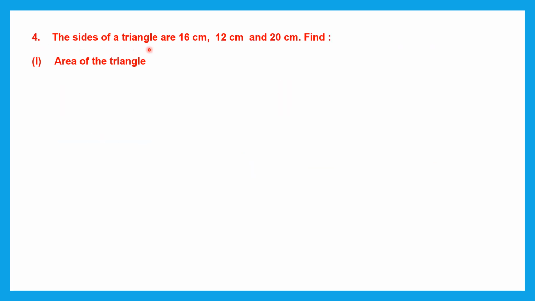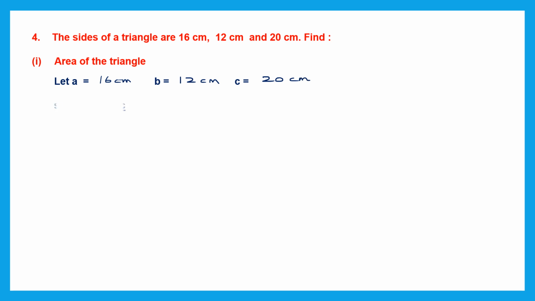Question 4. The sides of a triangle are 16 centimeters, 12 centimeters and 20 centimeters. First we have to find the area of the triangle. So again, since all three sides have been given to us, we can use Heron's formula to find the area. So first let's write down the sides. So let A be the first side, that is 16 centimeters. Then we have 12 centimeters and we have 20 centimeters.